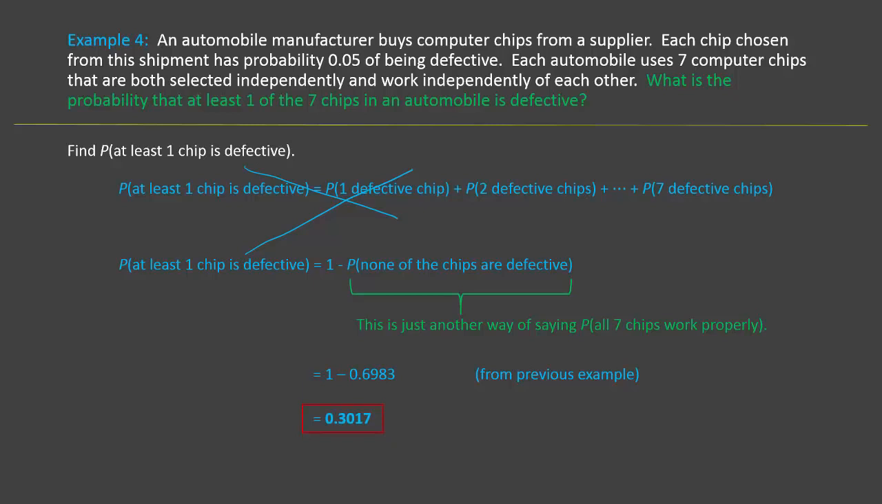0.3017. That was so much easier than adding up all of the individual probabilities that we first tried to do up here. So watch out for those complements. They can really come in handy.